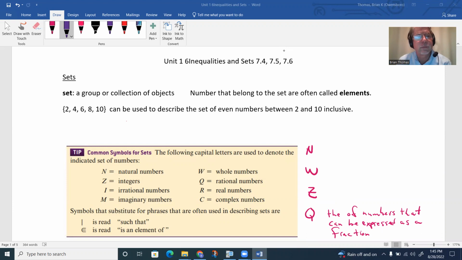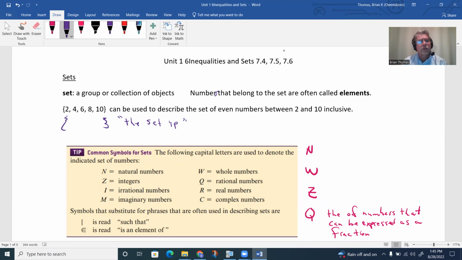Again, a set is a group or a collection of objects. Numbers that belong to that set are often called elements. Set notation uses what we call braces. When I see these braces, they stand for the words "the set of." That's the word phrase I use when I see that.